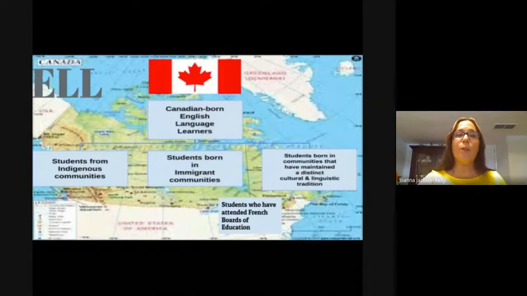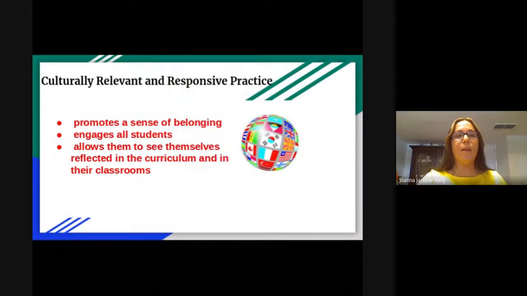If you have multilingual learners who are born in Canada, they may be from Indigenous communities. They may be born into immigrant communities. They may be born in communities that have maintained distinct cultural and linguistic traditions, or they may have attended French boards of education. Part of knowing and programming for our multilingual learners is using culturally relevant and responsive practice. This promotes a sense of belonging, engages all learners, and allows them to see themselves reflected in the curriculum and in their classrooms.